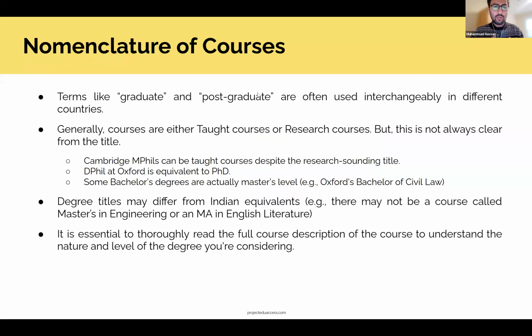So we begin with the nomenclature, like what do these terms graduate and postgraduate mean? They're interchangeable. They are either taught courses in which you learn about different subjects, or research programs in which you do research, right? So you have to look into the specific program. If you're doing an MPhil at Cambridge, that might be a taught course.